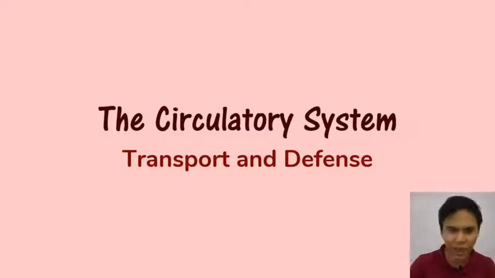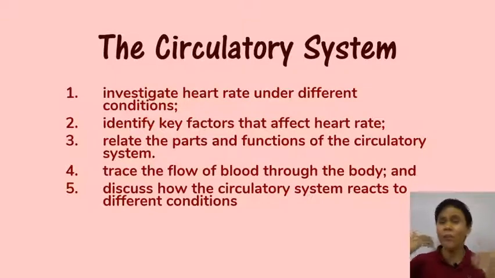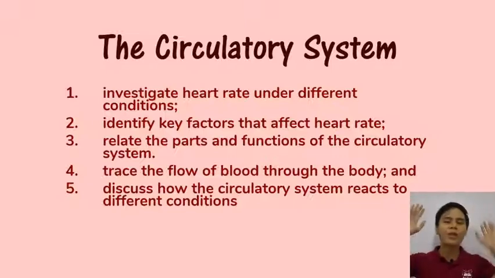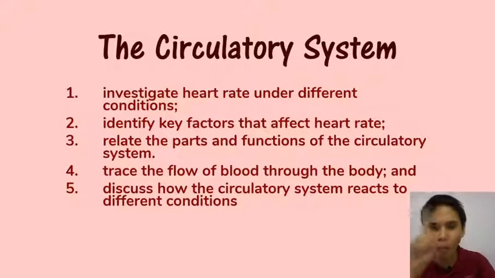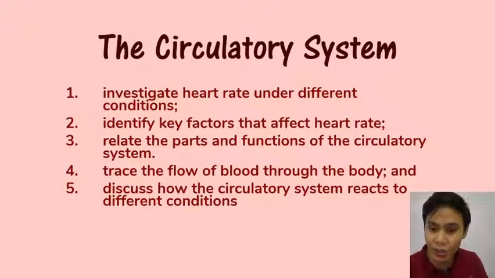So what does that mean? Let's get into the details of this. First things first, these are our objectives for this session. We're supposed to investigate the heart rate under different conditions, identify the factors that affect the heart rate, relate the parts and functions of the circulatory system, trace how blood flows through the body, and discuss how the circulatory system reacts to different conditions. So everything about the circulatory system.